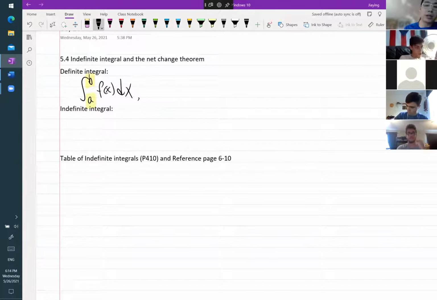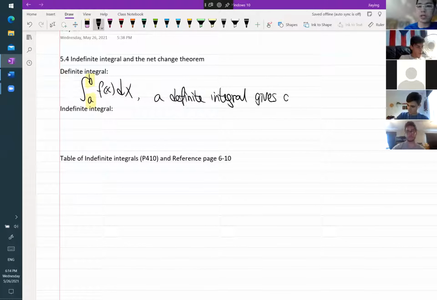So a definite integral gives a number at the end. So that's a definite integral.